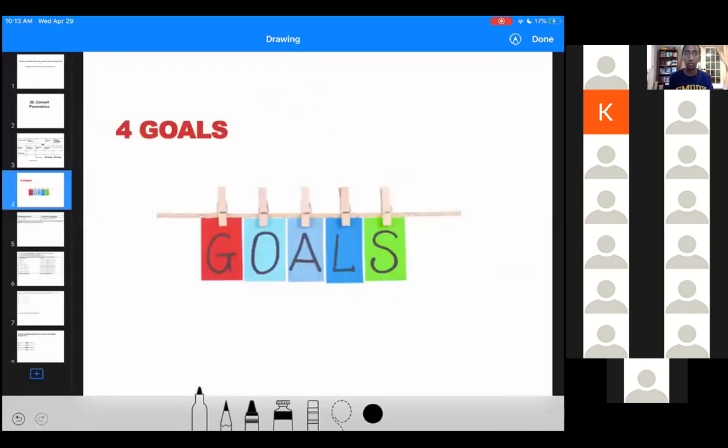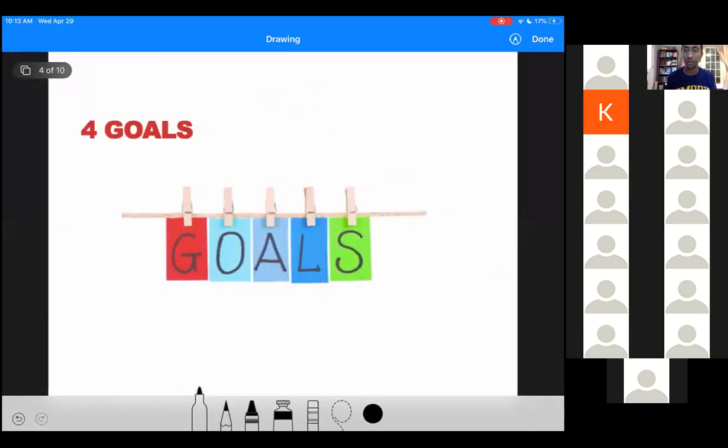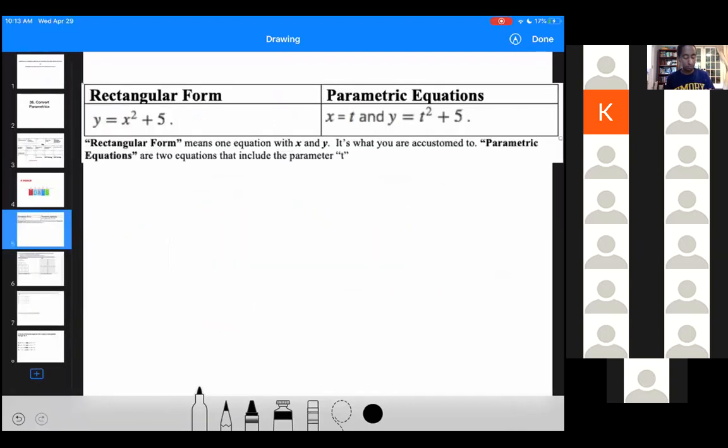As always, we say our 4 goals. We will learn math, build character, never give up, and ask why. All right, so let's jump into it.